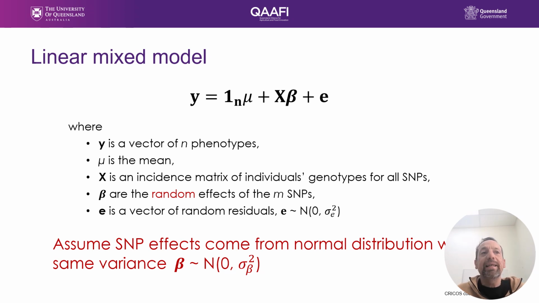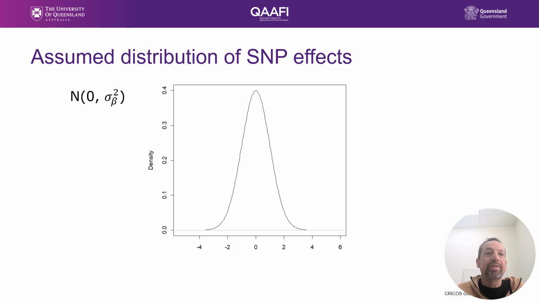And the really key point with the BLUP method and its equivalent GBLUP, which actually works on genomic relationships, they both assume the SNP effects come from a normal distribution with the same variance. So the betas are distributed as a normal with zero mean and the SNP variance. So this is just an illustration, and assuming this distribution means all the SNPs have an effect and they all have very small effects.